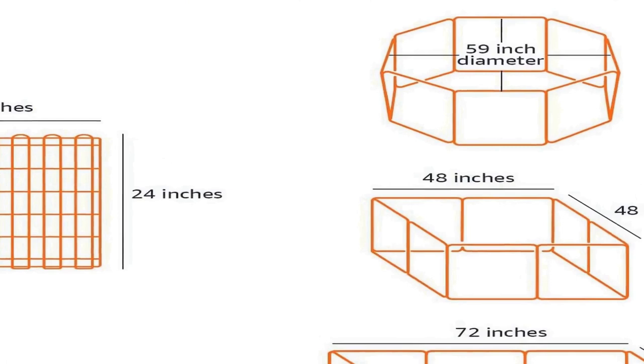Product dimensions: 60 by 60 by 24 inches L x W x H, round. Or 48 by 48 by 24 inches L x W x H, square. 24 by 24 inches L x H per panel.